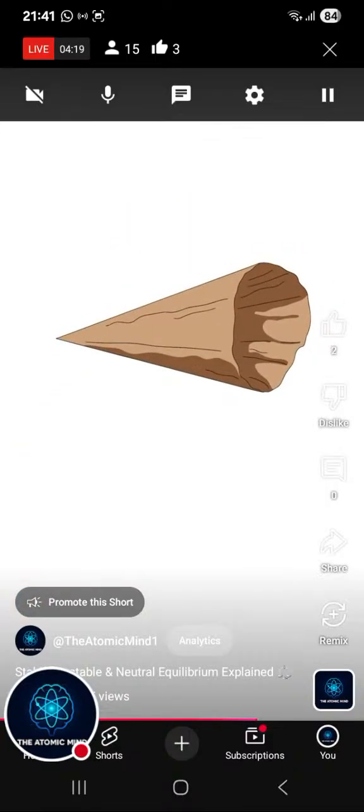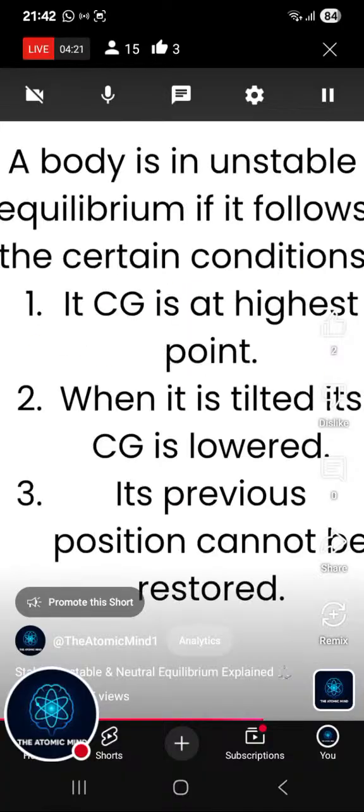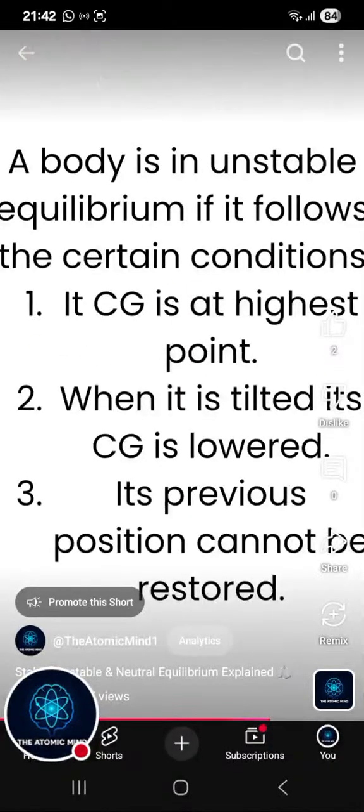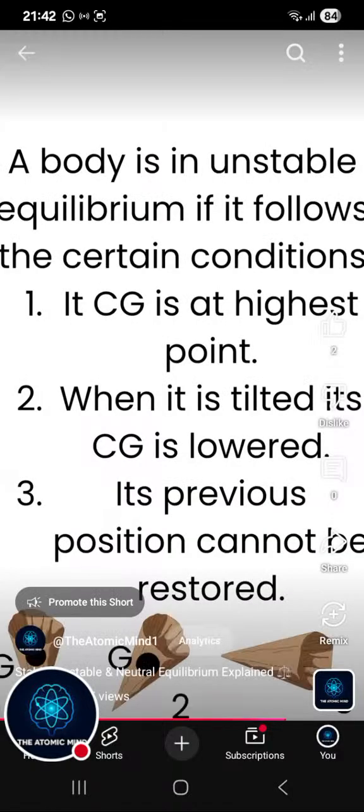A body is in unstable equilibrium when it meets the following conditions. Its center of gravity is at the highest point. When it is tilted, its center of gravity is lowered. Its previous position cannot be restored.